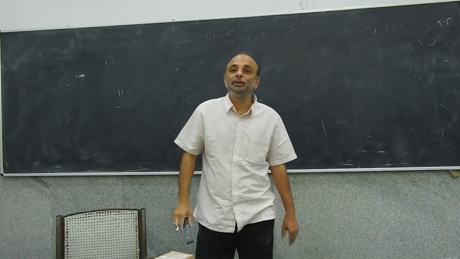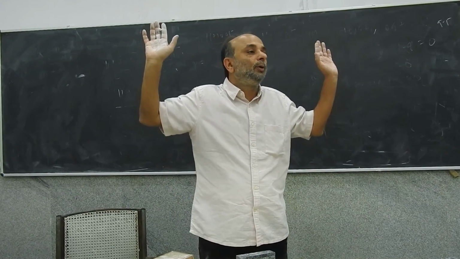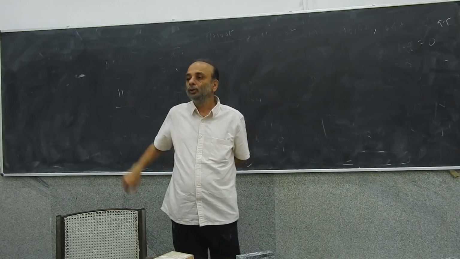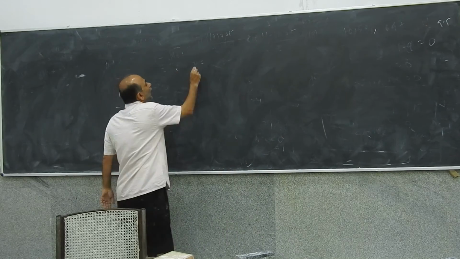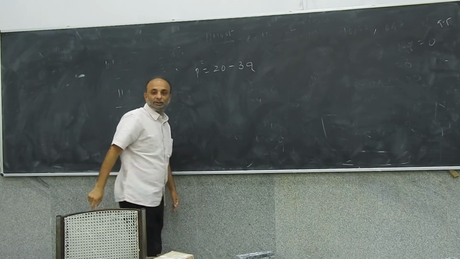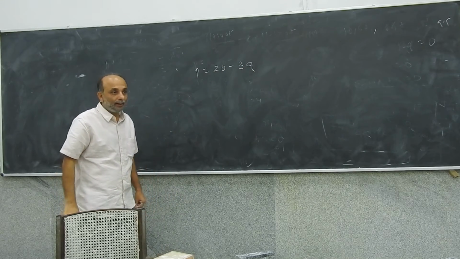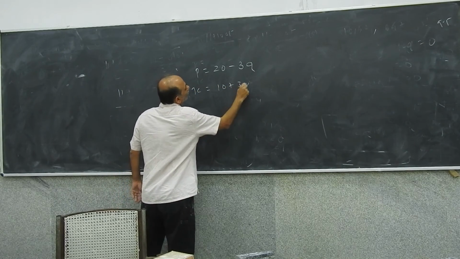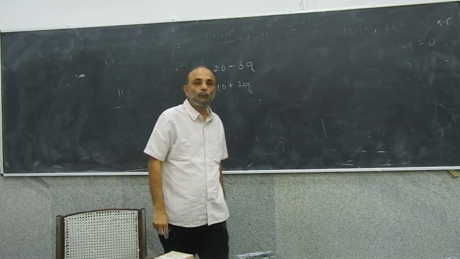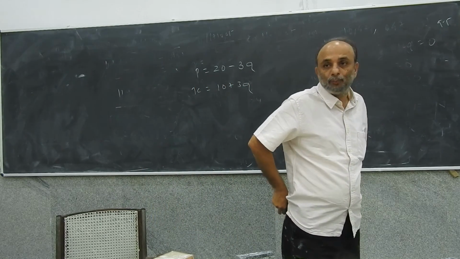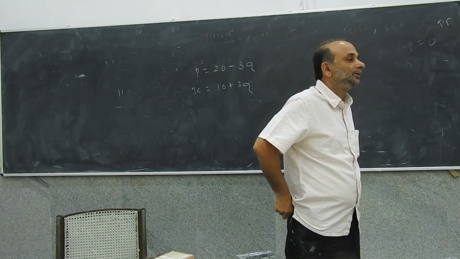Now let me ask you a question. We have a usual monopolist, and his demand curve is P = 20 minus 3Q. His cost curve is 10 plus 3Q. Suppose there is a certain monopoly output and a certain monopoly price.